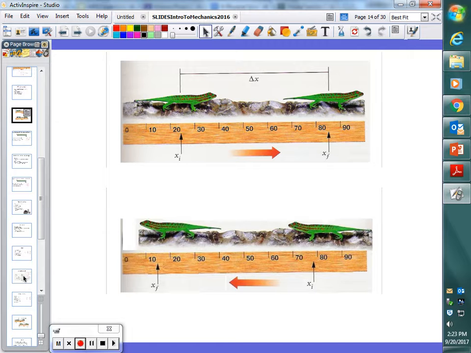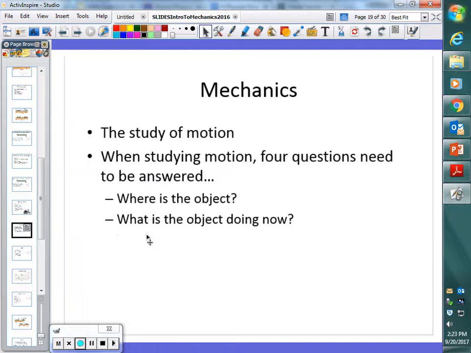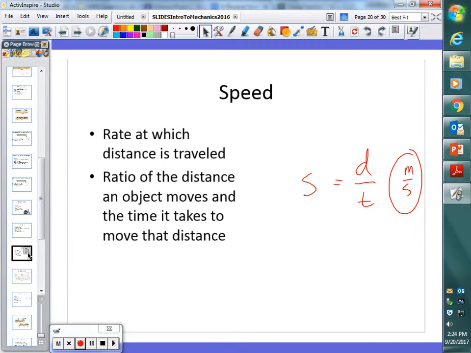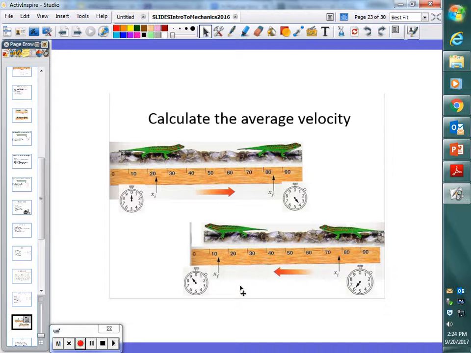Yesterday, we started talking about what is the object doing now. And at the end of class, we introduced the concept of speed, right? What does speed tell us? Or what is speed a relationship between? Distance and time, right? So speed is equal to d over t, or the rate at which distance is traveled, right? What does speed not tell us? Which direction it goes, right? So going back to these two pictures of the lizard, right? Did we get any numbers on this picture yesterday or no?